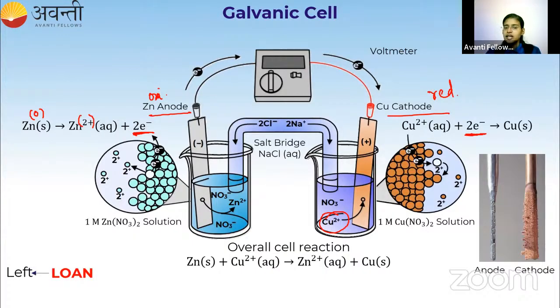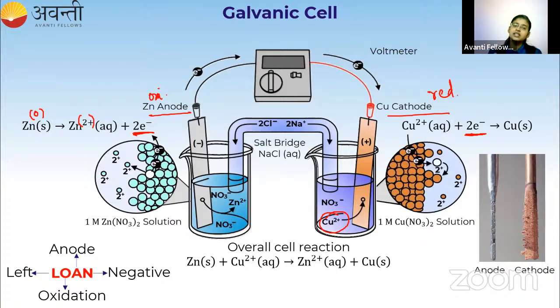You can keep this LOAN term in your mind: left, oxidation, anode, and anode will be negative. On the left side oxidation occurs, where we have zinc. Zinc is getting oxidized at the anode, and the symbol for that anode is negative. Only in a galvanic cell is the anode taken as negative. In all other cases the cathode is taken as the negative one, but only in a galvanic cell is the anode considered negative. This is a short trick for you to remember where oxidation occurs and what the charge of those electrodes is.